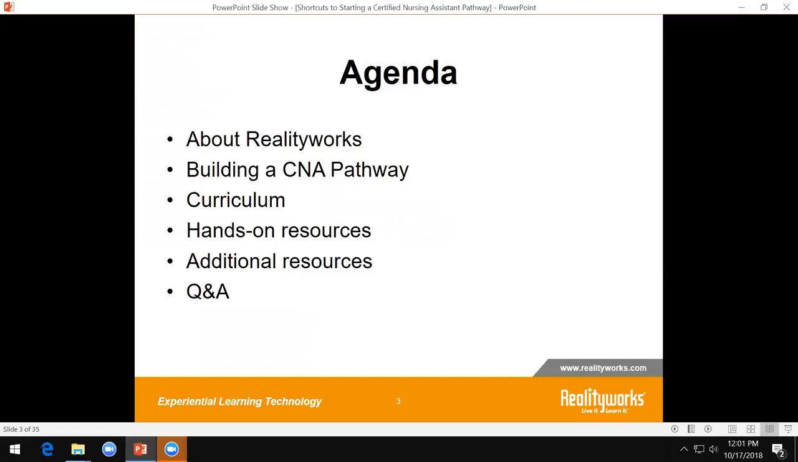Here's a brief outline of what we'll be covering in our short time together today. We know that schools across the country are starting new CNA programs all over. And during this webinar, we want to walk participants through key concepts needed in these courses and show you how you can align tools and curricula that Realityworks offers to help you jumpstart your courses and perhaps make it easier and save you some time. Now, we're calling this session Shortcuts to Starting a CNA Health Science Pathway because, again, we're hoping that the information shared will help save you time as you do your planning.